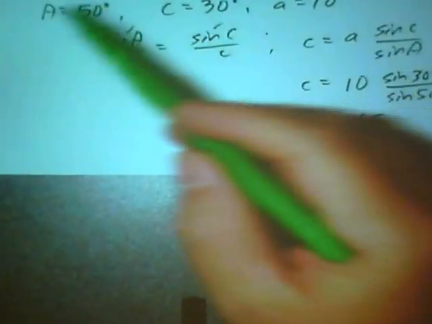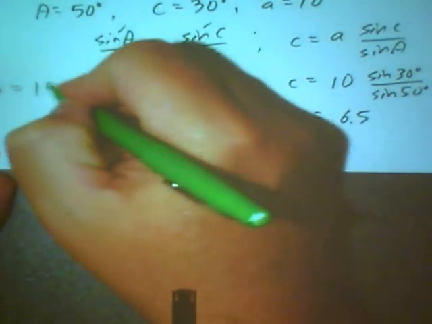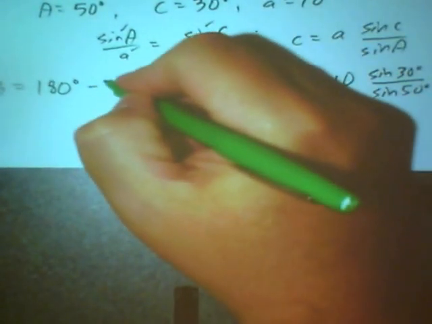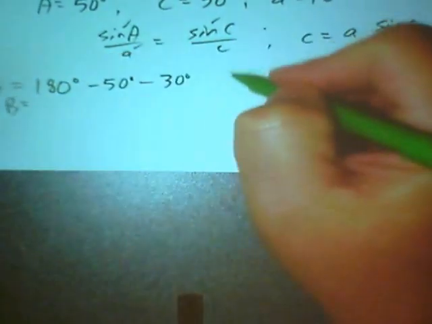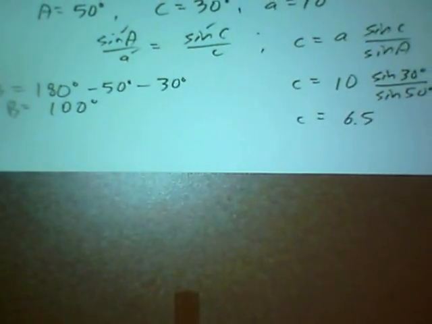Now what am I missing? I've got my angles A and C. I'm missing angle B. Now actually that's very easy to calculate, because when you have two angles, you know all three angles have to add up to be 180. So I can take 180 minus angle A, which is 50 degrees, minus angle C, which is 30 degrees. So angle B is actually 100 degrees.